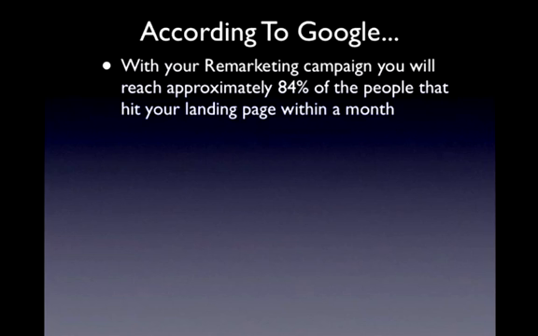That pretty much tells you that almost anyone who hits your landing page, you're going to be able to remarket to them and get them again. One thing I do want to note here: in a lot of different types of Google AdWords campaigns, people set up their remarketing campaign so that it does not remarket to people who have entered their information as a lead, right?